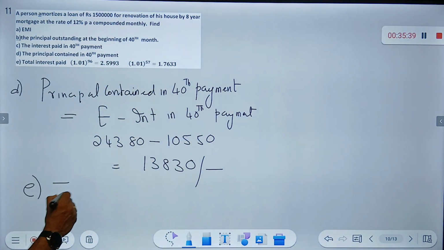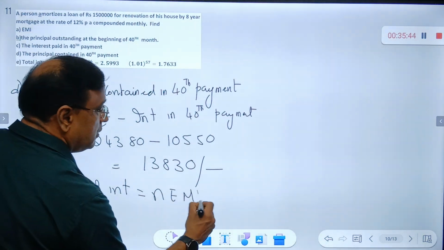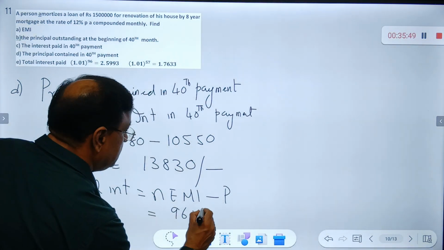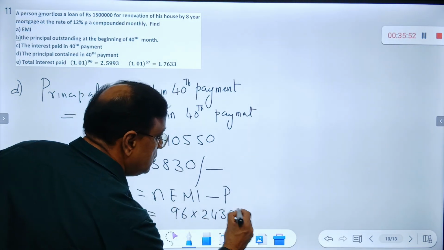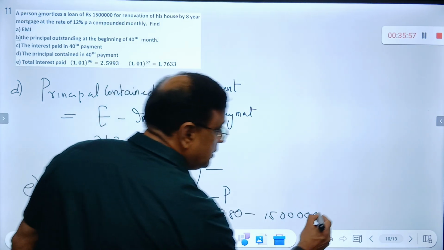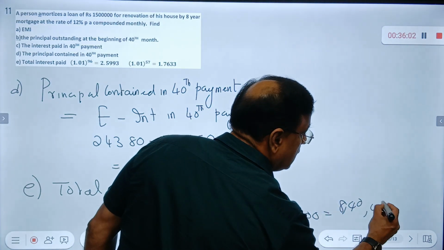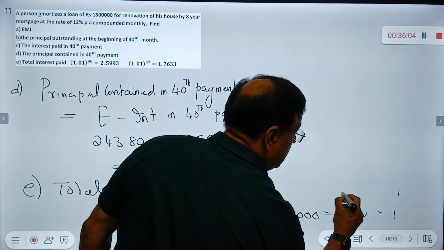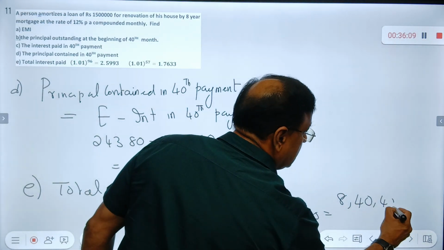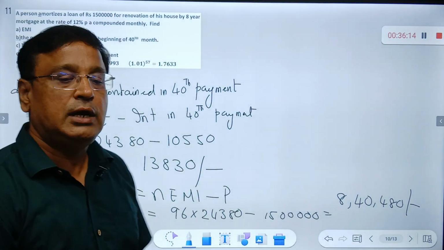What is the total interest? Total interest is N into EMI minus principal. N is 96. EMI is 24380. Principal is 15 lakhs. So what is the answer? 8,40,480. I think you can do the calculation and check. I have done all the steps. Okay. With that, we finished this exercise.